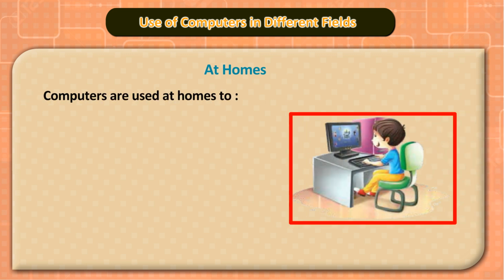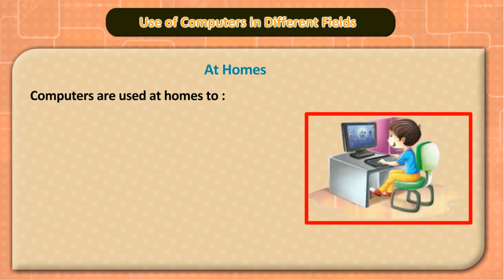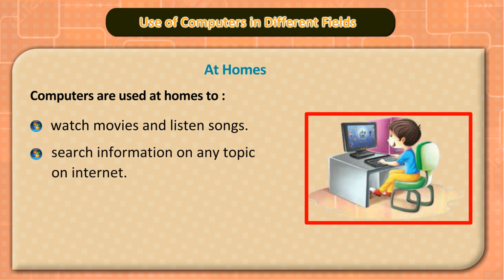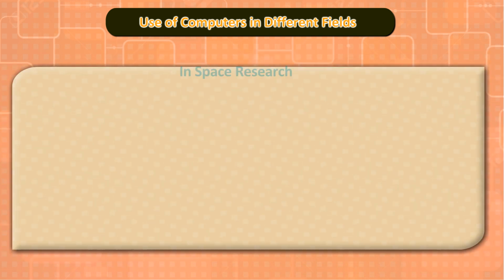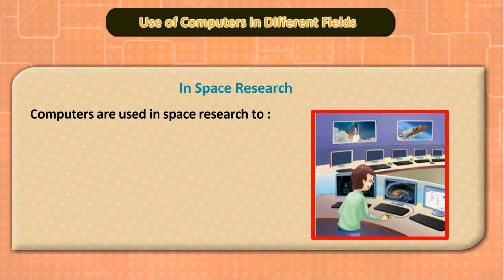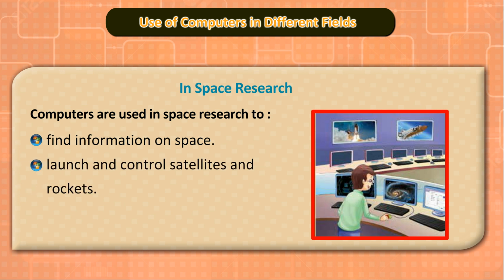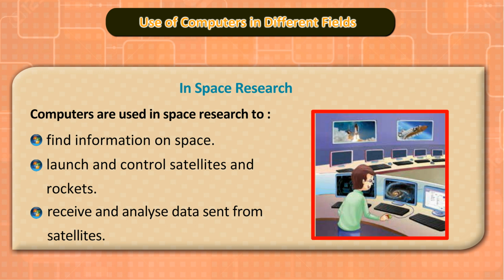At homes, computers are used to watch movies and listen to songs, search information on any topic on the internet, play games, and do homework. In space research, computers are used to find information on space, launch and control satellites and rockets, and receive and analyze data sent from satellites.